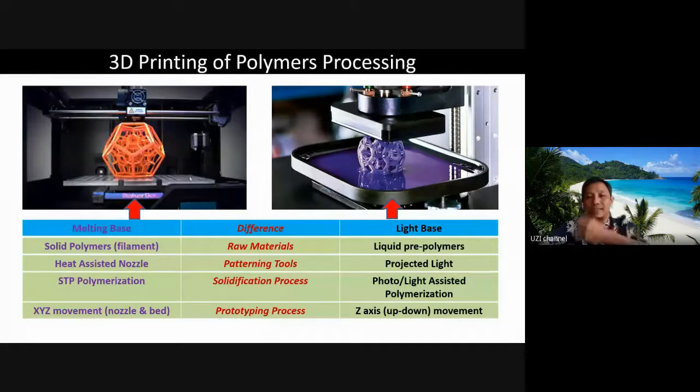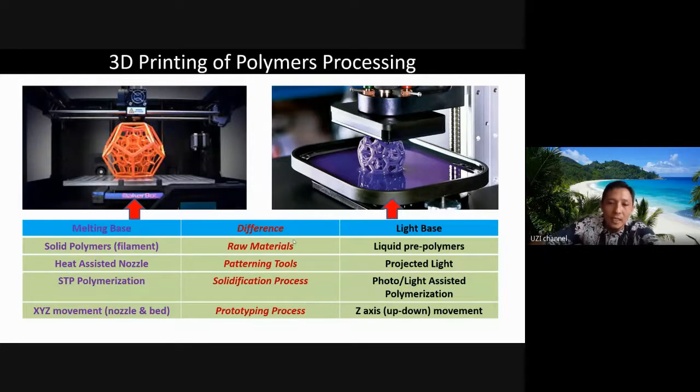But for light-based 3D printing polymer processing, it uses only the z-axis up and down movement. The platform that contains the pre-polymers comes up and down. The bed can move up and down.